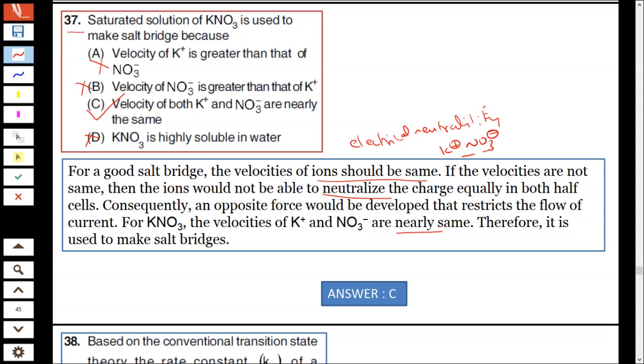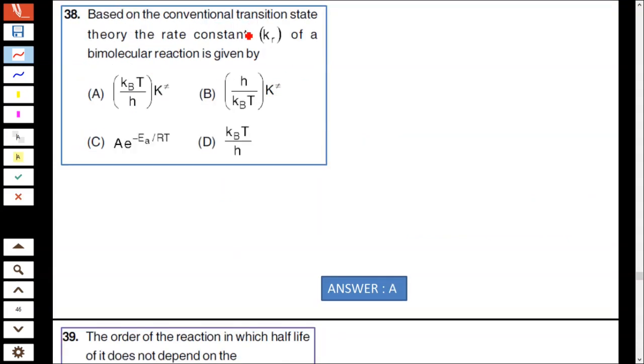Option C is correct. Based on conventional transition state theory, the rate constant Kr of a bimolecular reaction is given by Kb T by h into K double dagger.